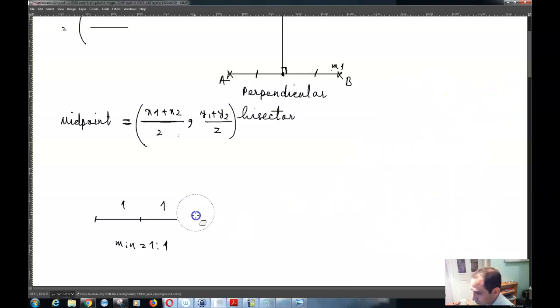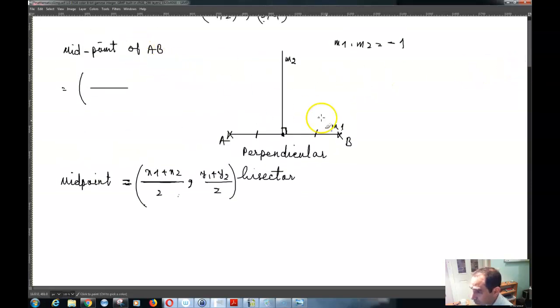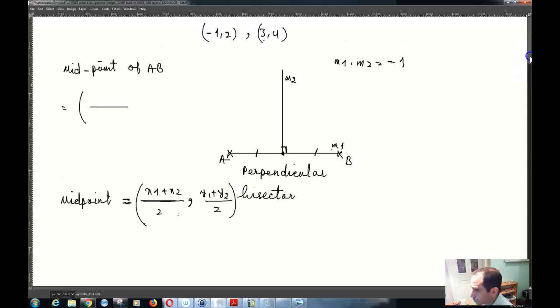Now what we need is to calculate the midpoint of AB, and we do have these points over here. So x1 plus x2 is negative 1 plus 3 over 2, and 2 plus 4 over 2. So this is equal to 3 minus 1 is equal to 2, 2 over 2 is equal to 1, 6 over 2 is equal to 3, 1 comma 3. So 1 comma 3 is this point over here.